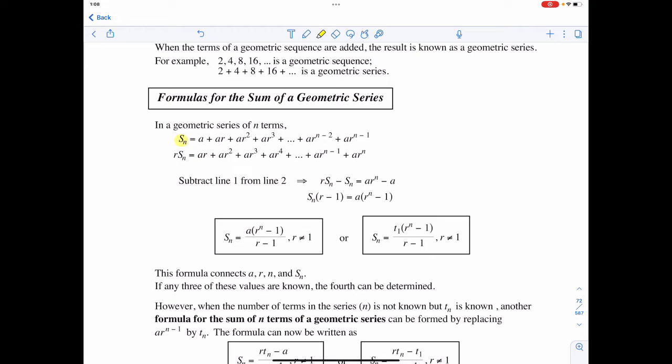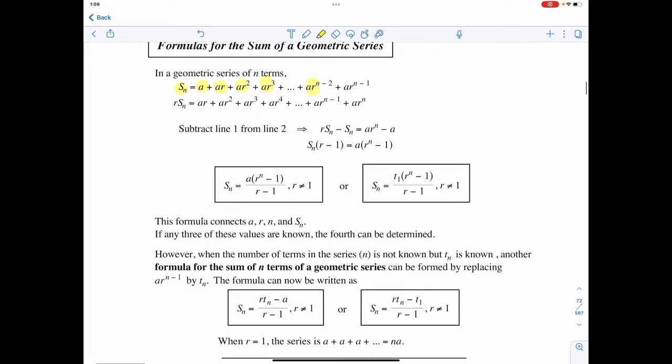my sum would be the first term plus the next term plus the next term plus the next term plus the next term, going on and on forever. So we can write this in two ways. We can either say that the sum is equal to the value of the first term times the common ratio to the power of the number of terms minus 1, over the common ratio minus 1.